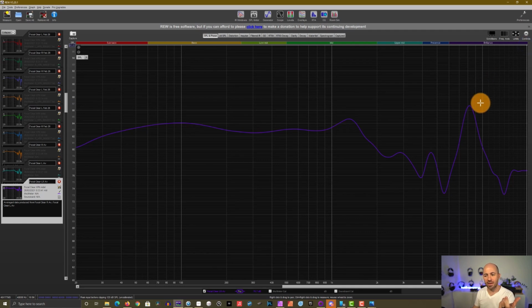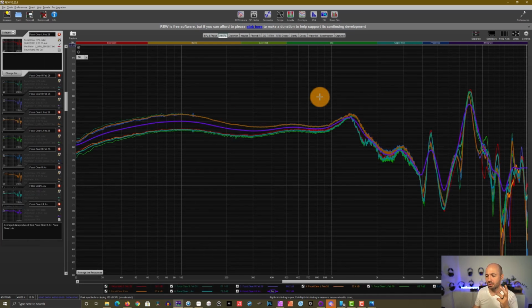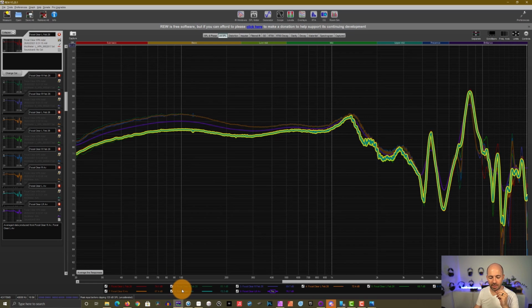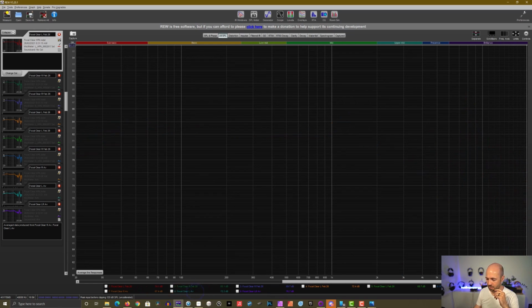And that way if I see a headphone with big peaks, I know it is bigger than other things I've measured. And if I see something that's very flat, I know it's going to be flatter than other things I've measured. In other words, it's not being skewed by the scale. While we're here, let's also look at some raw measurements. So if I get rid of most of those, and we'll just look at the left side measurement from the Focal Clear.